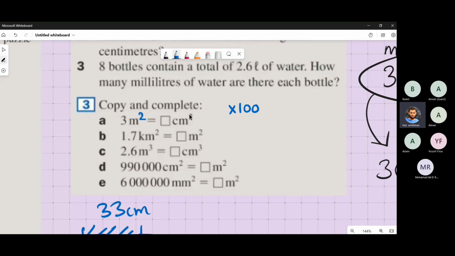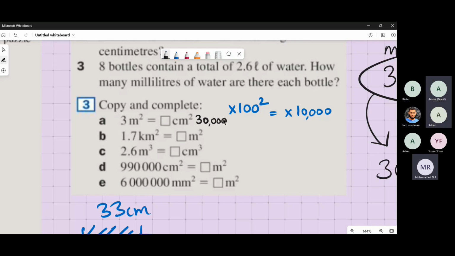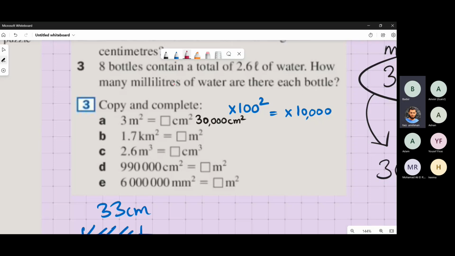Now, when square is available here, what are you going to do? Apply the square to this thing. So it will be multiplied by 100, no, 100 multiplied by 100. So the answer is 10,000 centimeters square. 100 multiplied by 100 equals 10,000, because 4 zeros will be there.